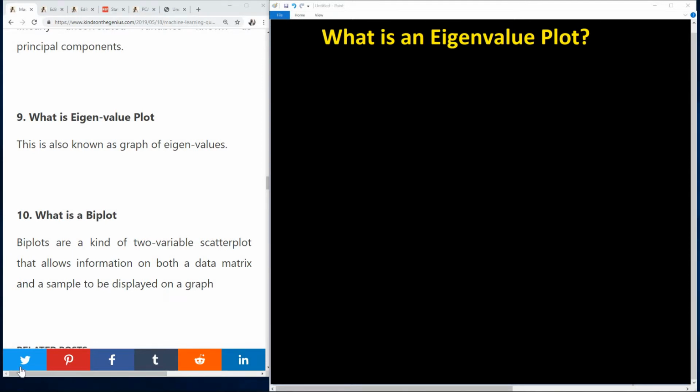I'm Kainton the Tech Pro, and today I'm going to be talking about eigenvalue plots. This is a very interesting thing because it's something that is difficult to explain in words, but it will be understood very easily when it's demonstrated.